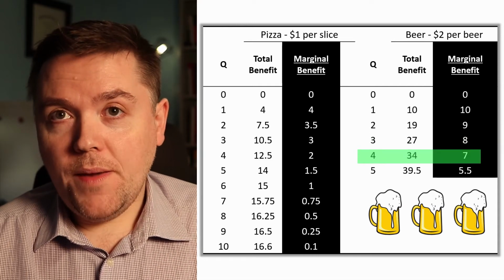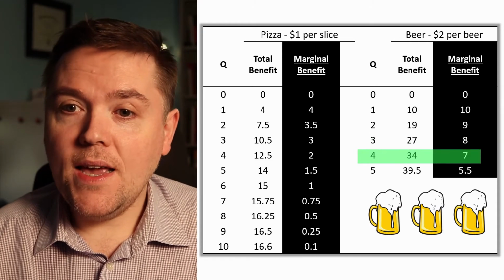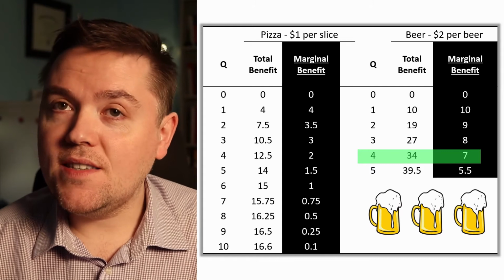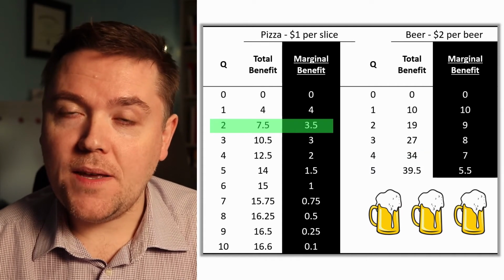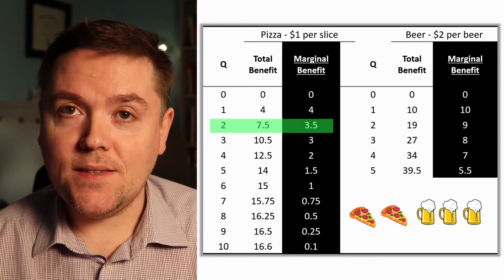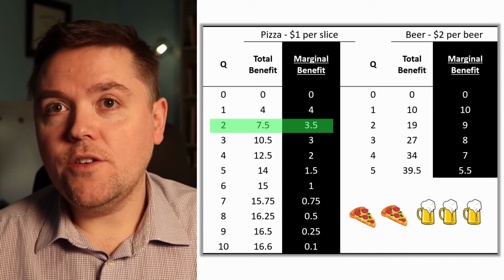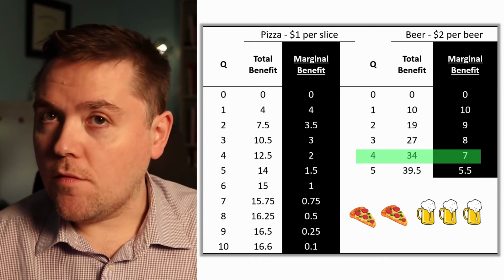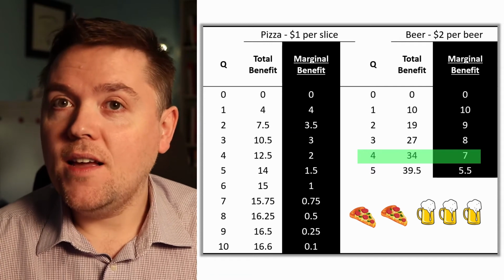The fourth beer gives you a benefit of only $7 compared to the $7.50 that you would get from having the 2 slices of pizza. So now you choose 2 slices of pizza. The next $2, well, you're going to get $7 if you have that fourth beer. Remember, you've already chosen to get 3 beers and 2 slices of pizza.